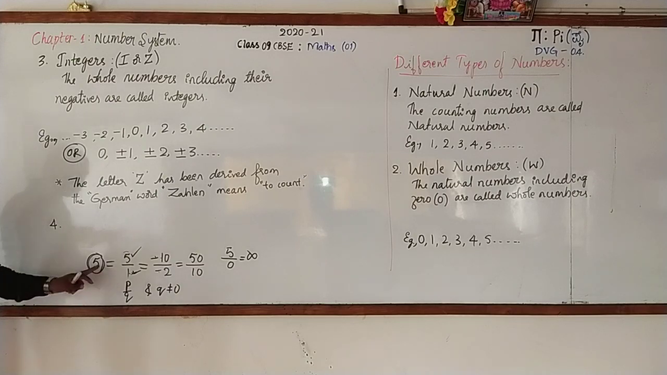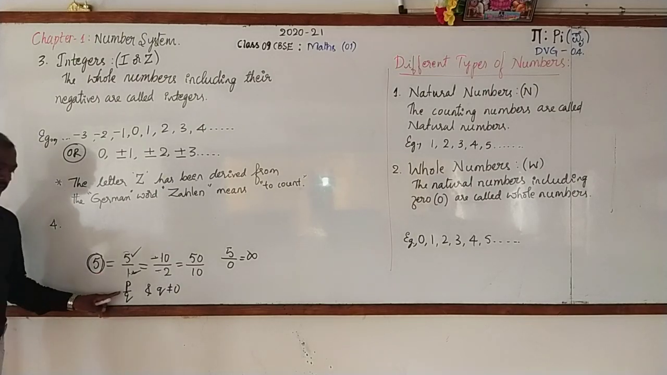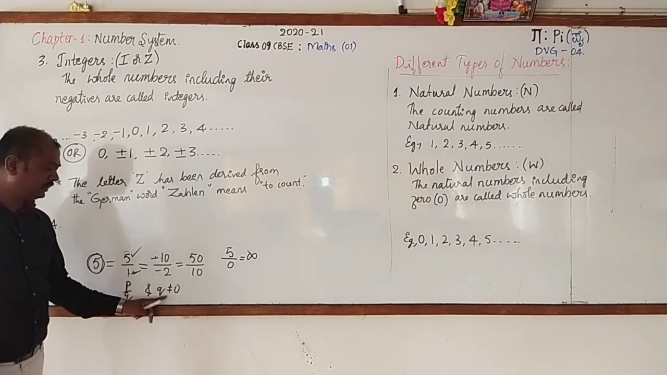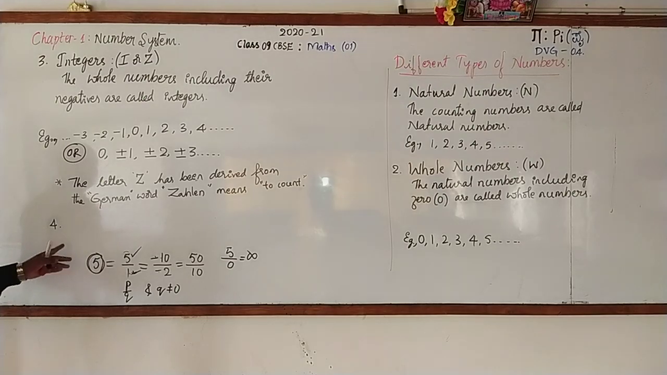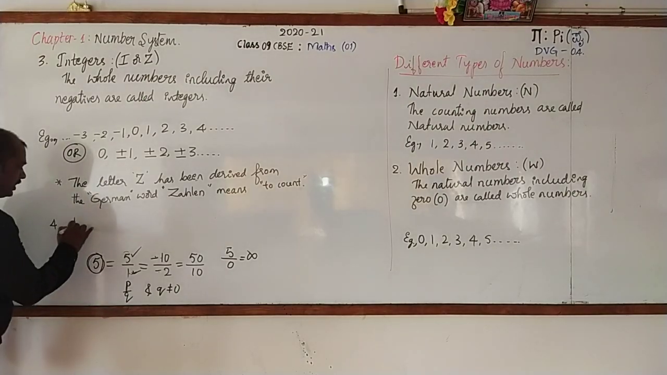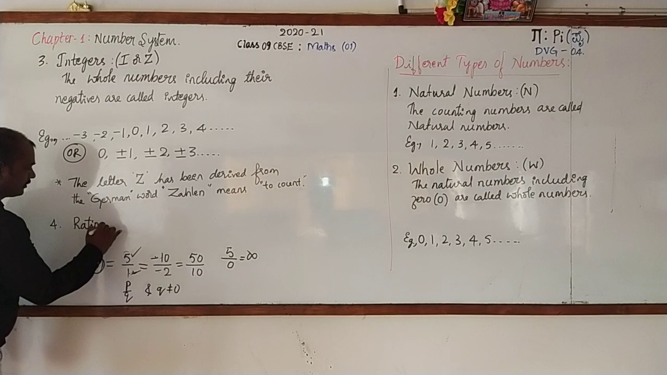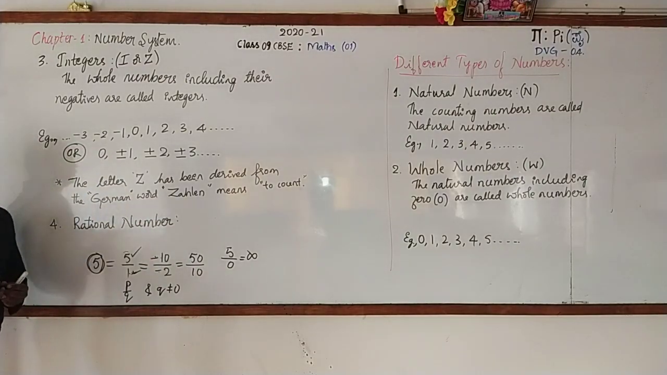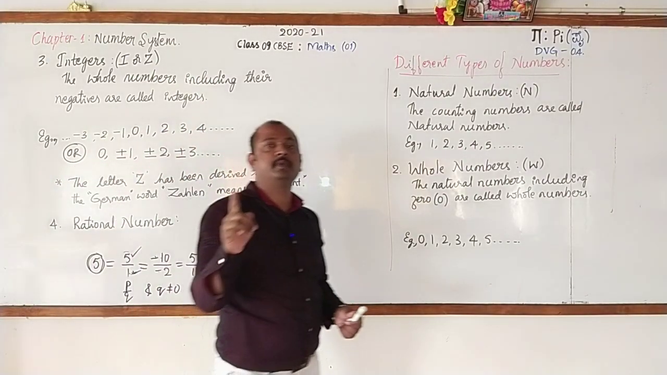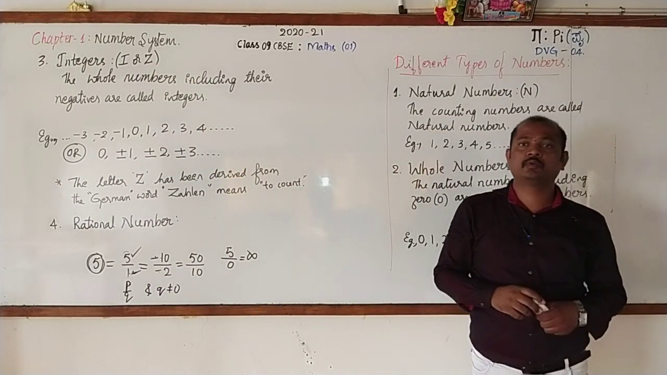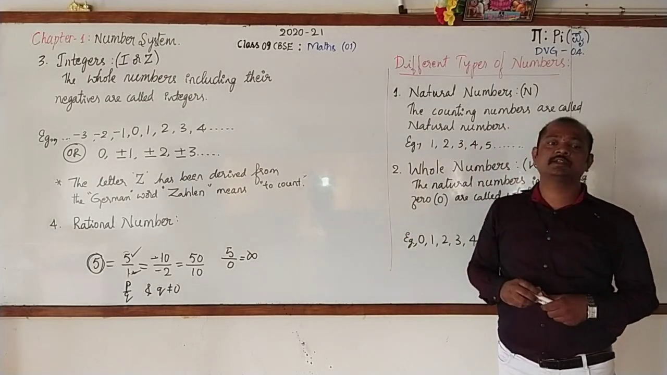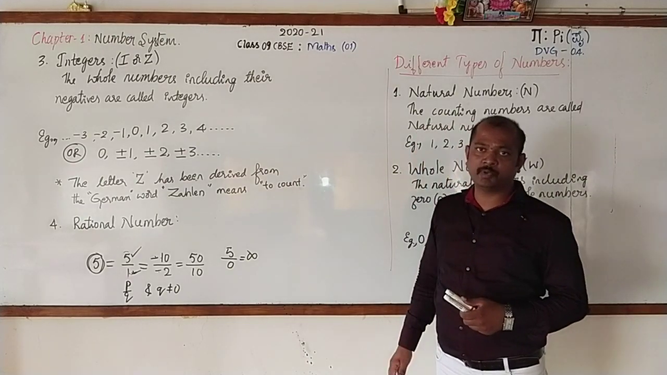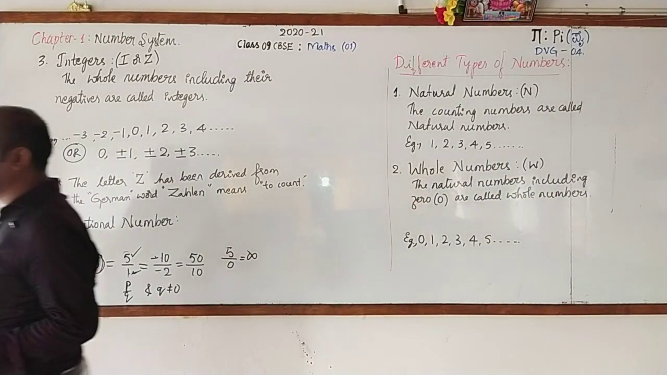Now, any number which can be expressed in the form of p by q, where p and q are integers and q is not equal to 0, then it is called a rational number. Don't copy, first listen to me. Once I repeat, a number which can be expressed in the form of p by q, where p and q are integers and q is not equal to 0, is called a rational number. Now you write the definition with me.